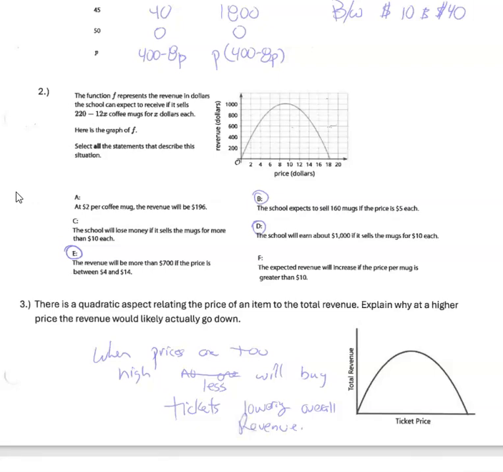So it's going to be B, the school expects to sell 160 mugs if the price is at $5. You can see you have 5, 160. D, the school will earn about $1,000 if it sells mugs for $10 each. You have 10, 1,000 is on there. And E, the revenue will be more than $700 if the price is between $4 and $14.